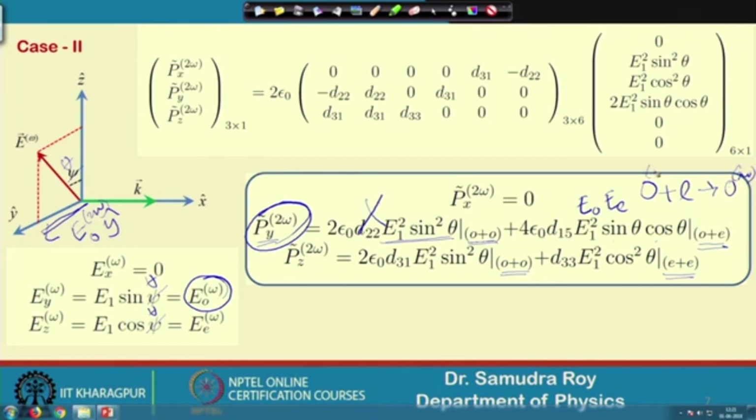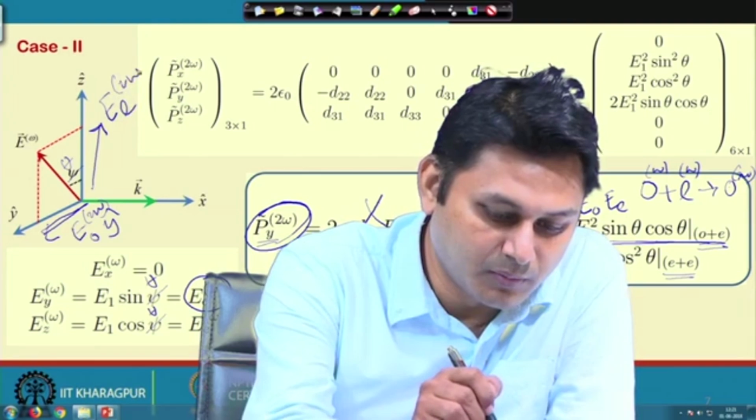This is omega of ordinary wave, this is omega of ordinary wave, it is going to generate an ordinary wave of 2 omega. This is a type 2 kind of phase matching. So, type 2 kind of phase matching is here. What about P z? 2 ordinary wave, P z will generate an electric field along this direction. This is the direction of extraordinary wave which is generating 2 omega.